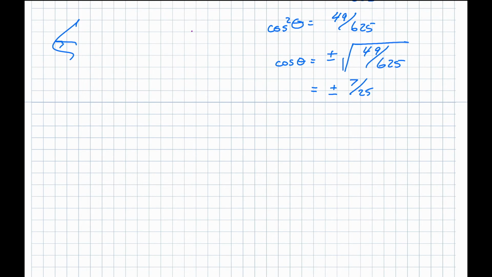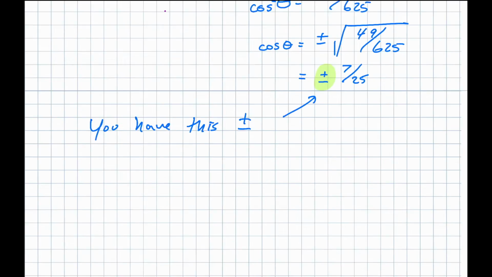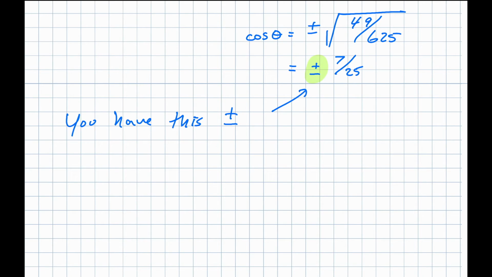Okay, now from here though, what about the plus or minus? So on these problems, you need to be careful here. You have this plus or minus. It's not both, only one is correct. So you have to know the unit circle in order to get that right.